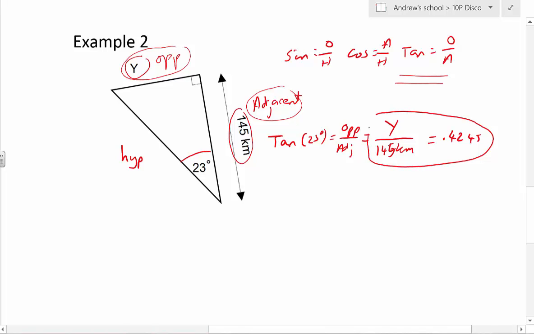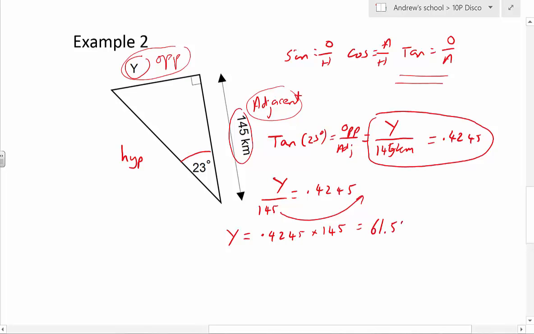So this is the important statement. y divided by 145 is equal to 0.4245. So to get rid of the divided by 145 we're just going to multiply. So y is 0.4245 multiplied by 145, and the answer is 61.55. And of course the units are the same as the other units, 61.55 kilometers.